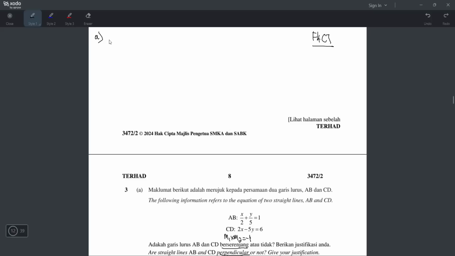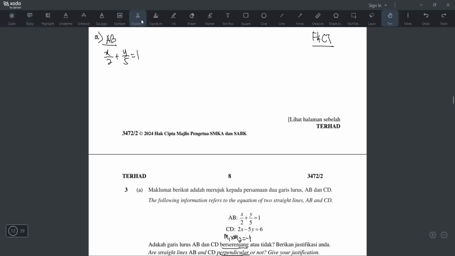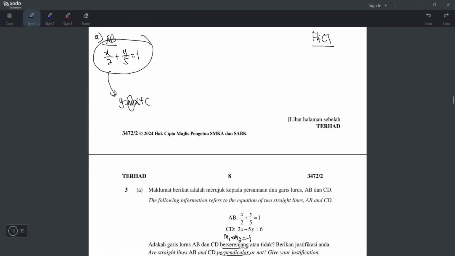Okay, let's find the gradient of AB dulu. So dia dah bagi equation. So kalau dia dah bagi equation, dah boleh cari gradient lah. So let's find the equation: x over 2 plus y over 5 equals 1. Okay, what is the gradient of this line? Kalau nak tahu gradient, kita boleh tukar jadi y equals mx plus c. Because when we tukar jadi mx plus c, kita boleh nampak gradient daripada sini, right?